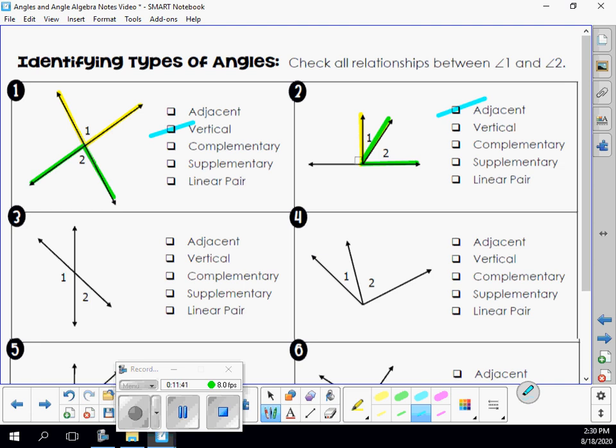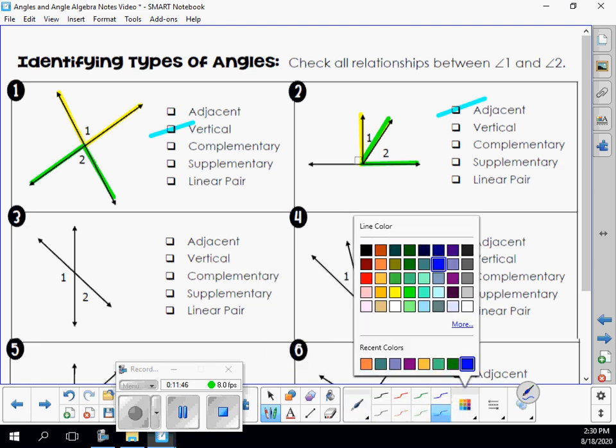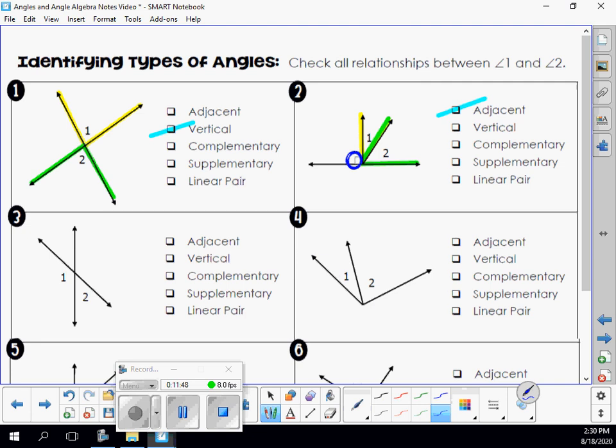Complementary or supplementary? Well, I see something that could help me out. I see a right angle here. If it's a right angle on one side, it has to be a right angle on the other. My two angles, angles 1 and 2, together form a right angle. The one that means that is complementary. Supplementary means add to 180. A linear pair says 2 angles that add up to equal 180.